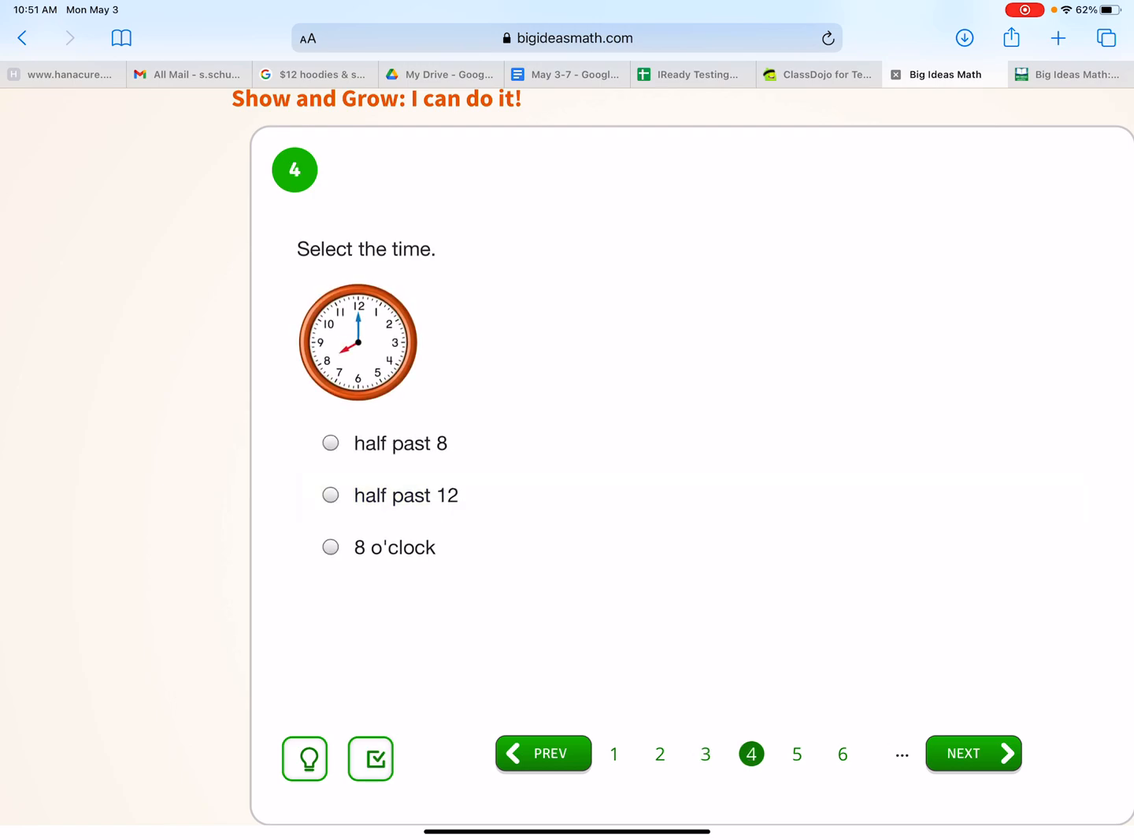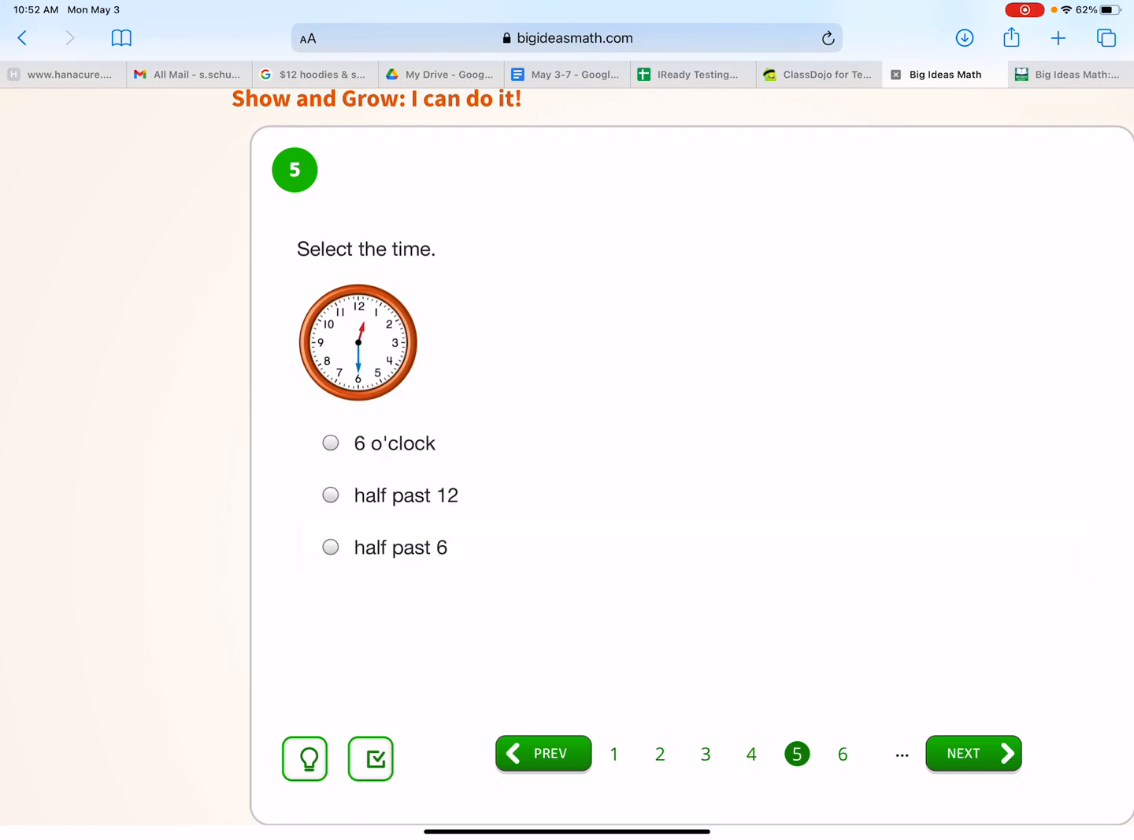Okay. Now our next example. So we're looking at the hour hand, which is directly on the 8, and the minute hand is directly on the 12. So we know if we were to write the time down, it will be 8 o'clock. Because it's not half past 8, the hour hand is not between the 8 and the 9, and it's not half past 12 because the hour hand is not on the 12.